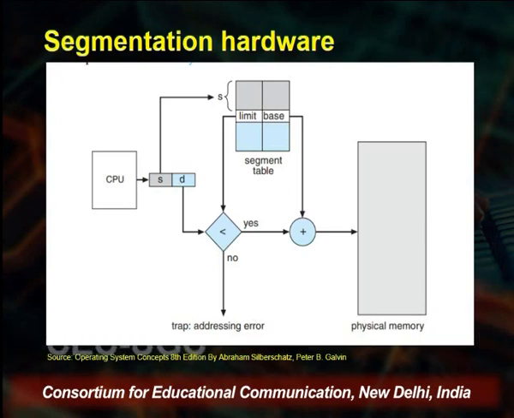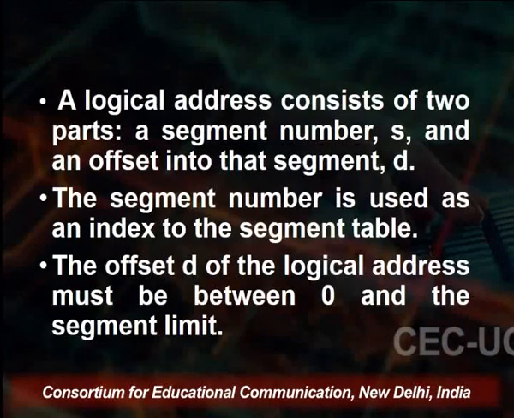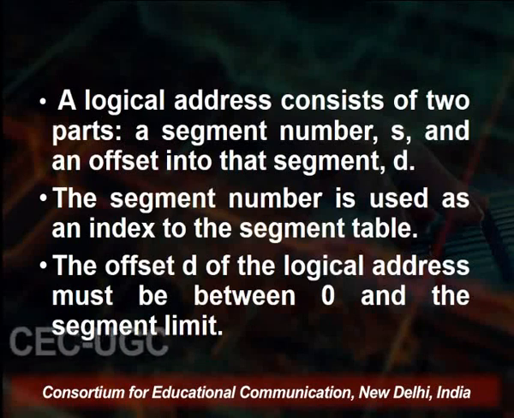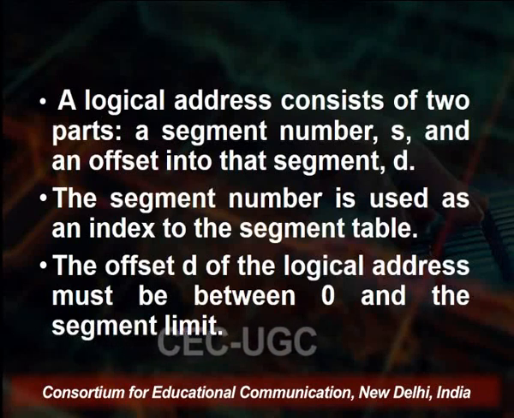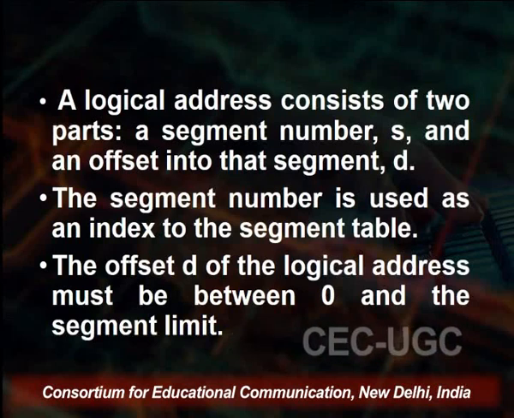And this addition of limits into the base is going to generate an actual physical address of the memory. Now, how is it happening? Let us take it with the help of an example. Here we have a logical address consisting of two parts, as I told you, and this logical address is generated by the CPU.